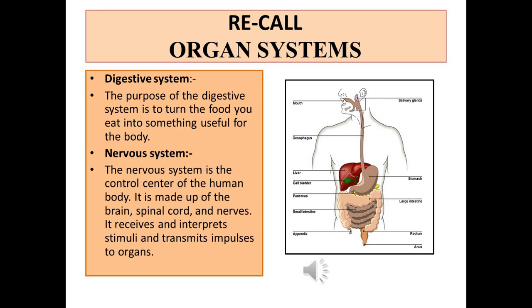Nervous system. The nervous system is the control center of the human body. It is made up of the brain, spinal cord, and nerves. It receives and interprets stimuli and transmits impulses to organs.